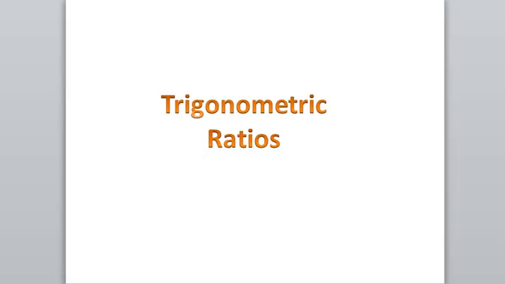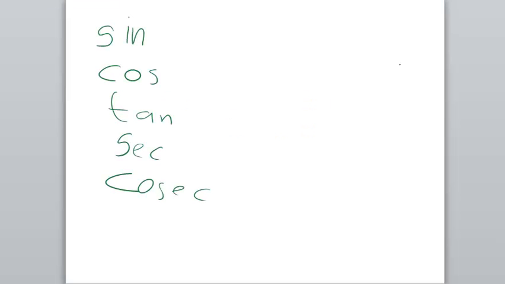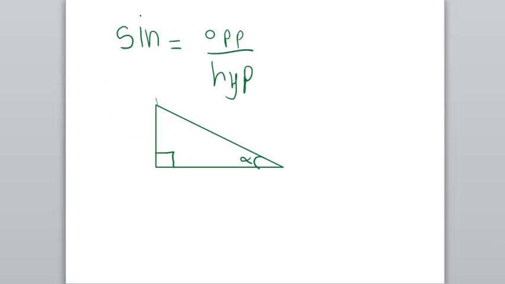First of all, I want to talk about trigonometric ratios. We all know sine, cosine, tangent, secant, and cosecant, right? Now we're going to learn about their ratios. So let's start with sine. Sine is equal to opposite over hypotenuse.